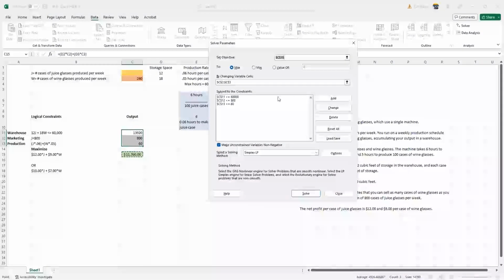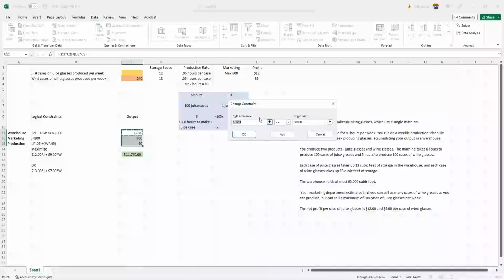Solver sometimes is very temperamental. So let's do edit. Let's do change. So when this pops up, I put the cell reference. So where is the answer going to be? That's the cell reference. So the answer for the warehousing constraint is going to be in C11.